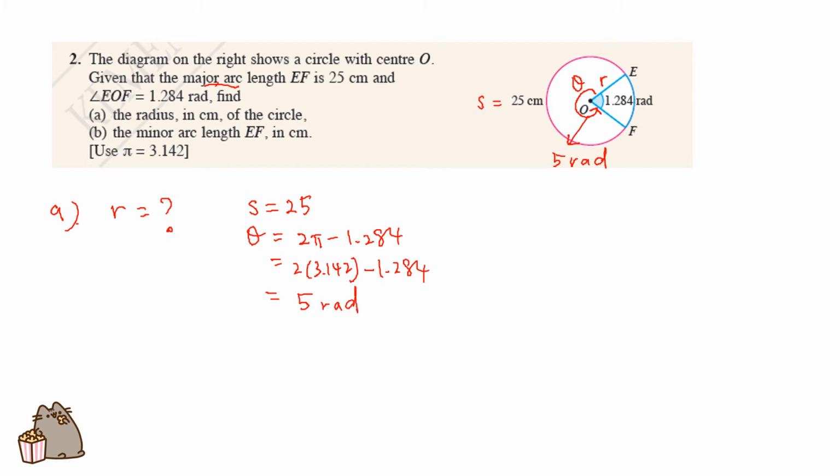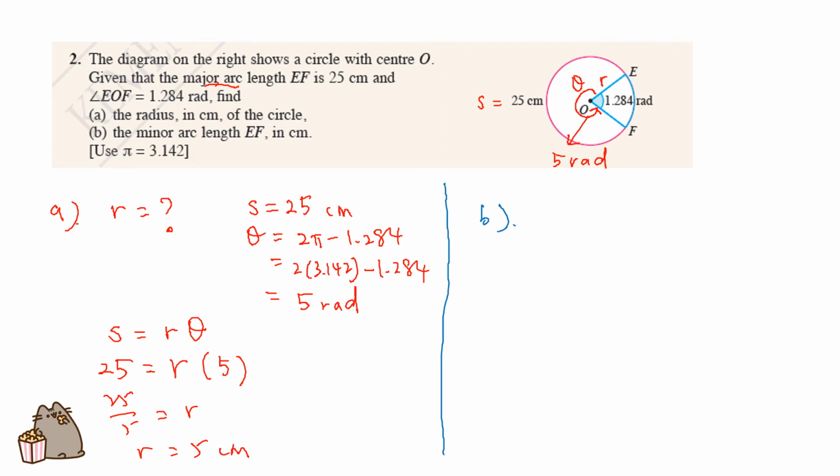So now we use the formula, which is S equals r theta. S is 25, r is what we are going to find, and theta is 5 radians. Okay, so very easy now. We just change the subject to r. So 25 over 5, so r is 5 centimeters, since 25 is also in centimeters. Okay, now we look at b.